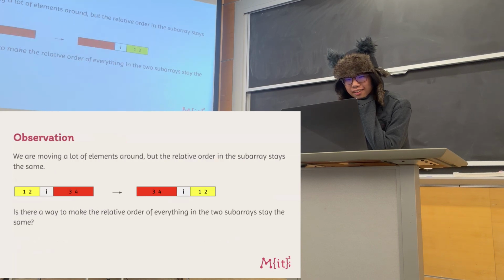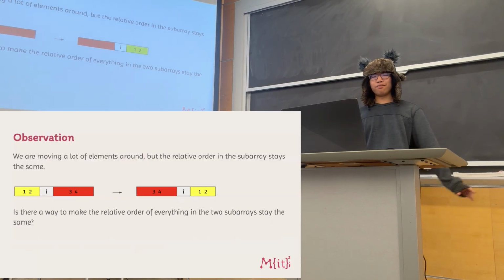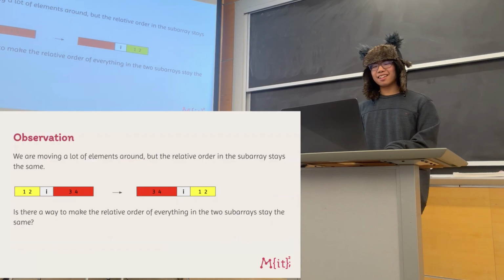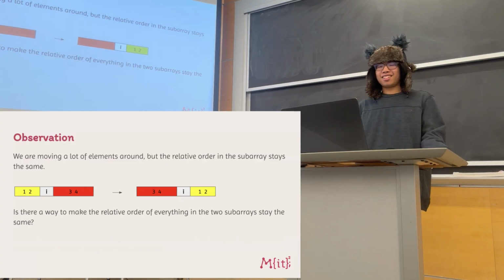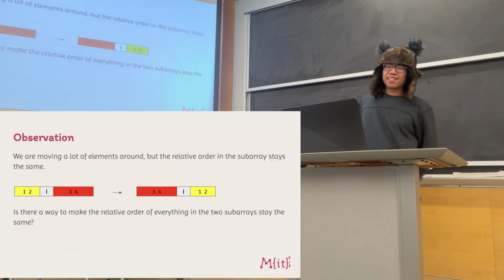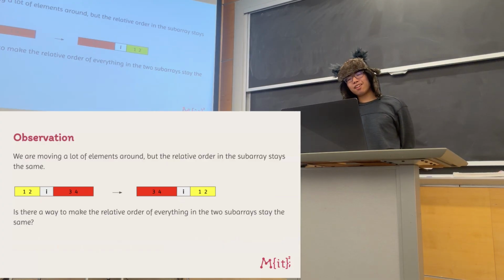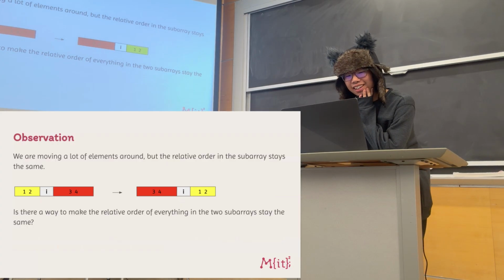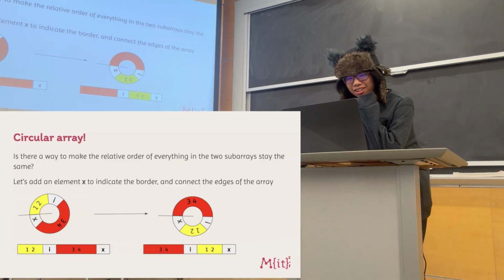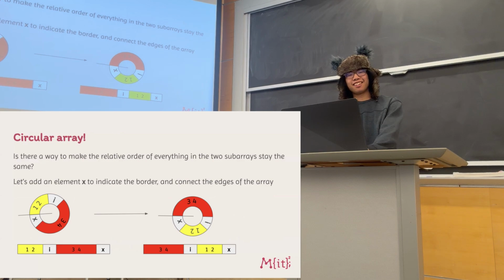So an observation is that the relative order of elements in the subarray stay the same. So if you have one to the left of two in the yellow subarray, it's still going to be to the left of two when you switch it with the red subarray. But is there a way to make the relative order of everything in the two subarrays stay the same? So the key idea to this problem is you turn the array into a cyclic array.